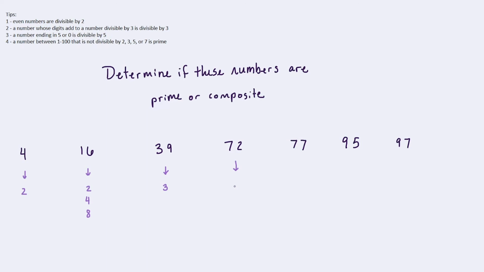72 is divisible by 3 as well. 77 is divisible by 7. 95 is divisible by 5. And finally, 97 is not divisible by any of these numbers, so it's prime.